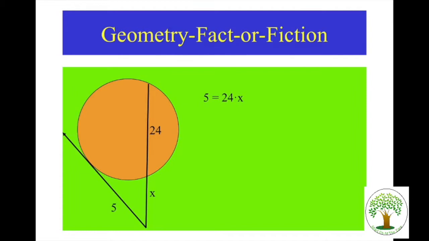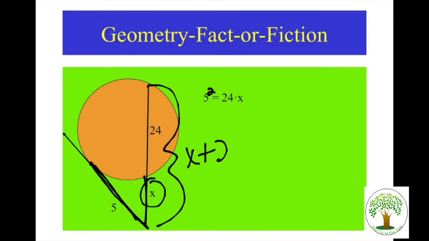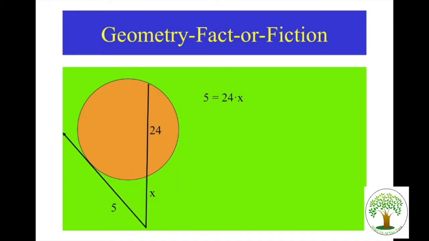If you remember, we had an outside times the whole, but for this particular one, the outside and the whole were the same, and so we were supposed to square this. And then we have the outside times the whole, and here the outside is the x, but the whole is x plus 24. So this should have been totally different here. This is definitely not a fact. It is fiction. It should have been 5 squared.